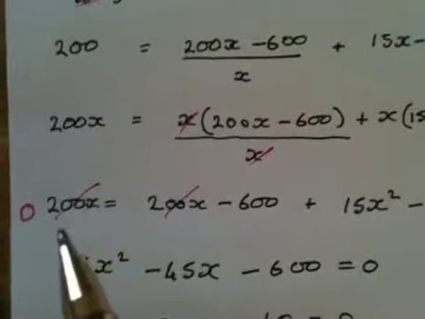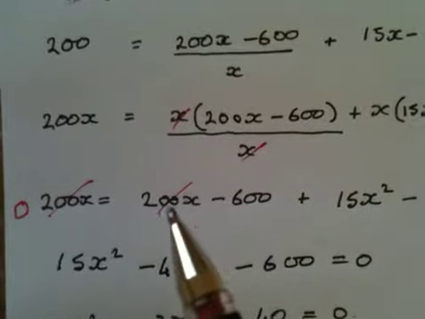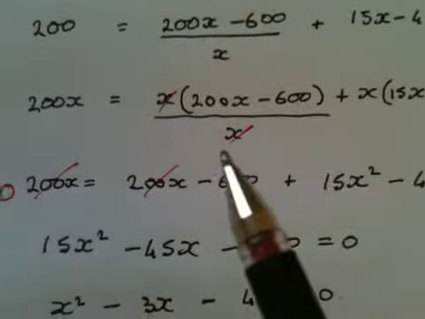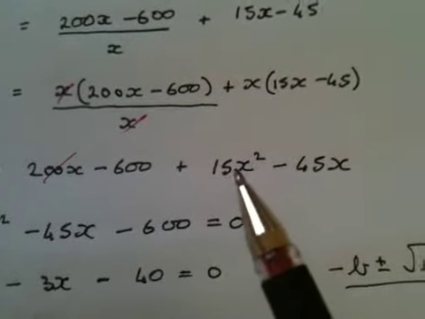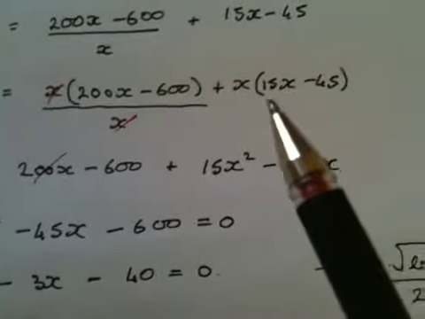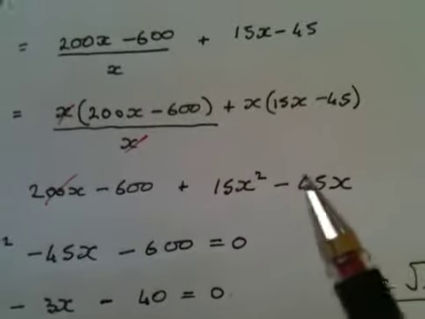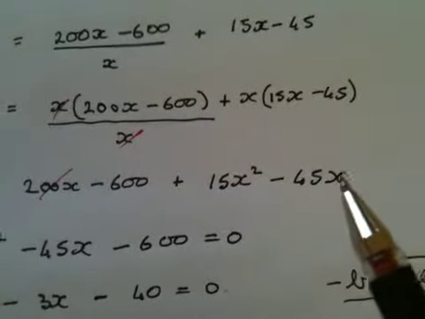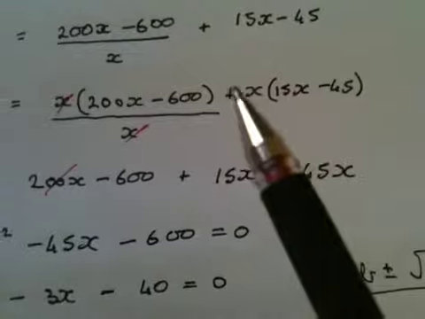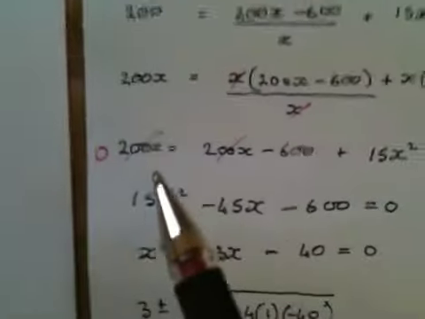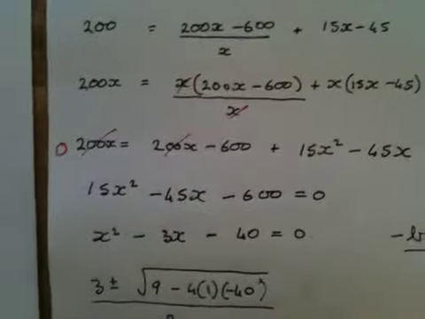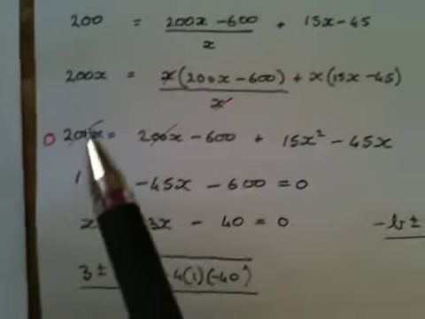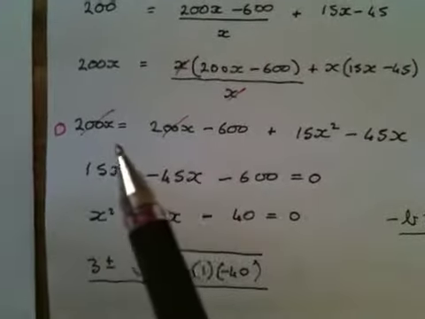So essentially what I'm left with is 200X equals 200X minus 600, because those X's cancel, plus 15X squared. I get the 15X squared from X multiplied by 15X, minus 45X. I get minus 45X from X multiplied by minus 45. This equation is looking much better now. We've got rid of all the fractions. We've cleared the fractions up, and we can do a bit more tidying up.